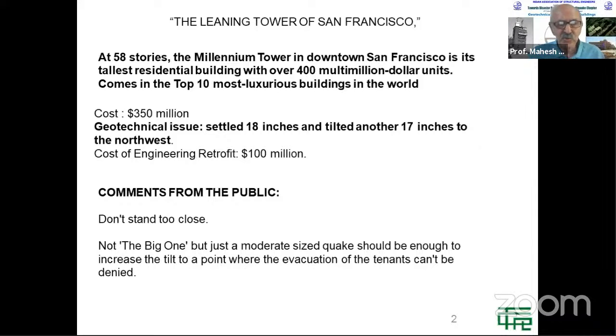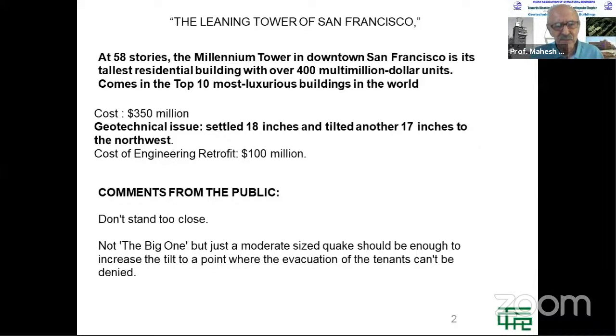And the geotechnical issue is that this building, after having been constructed in 2009, settled 18 inches and tilted another 17 inches to the northwest. That is, towards one corner, it tilted. And the cost of engineering retrofit was fixed at $100 million. So that means about 1/3 of the total finished cost of the building. That was the cost of the engineering retrofit, which was given.